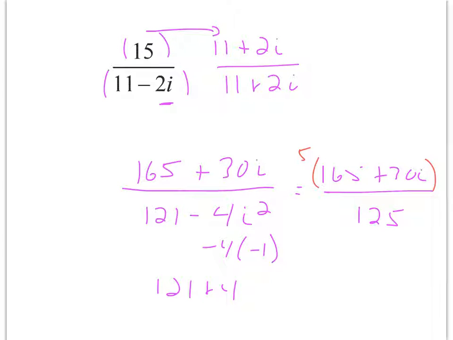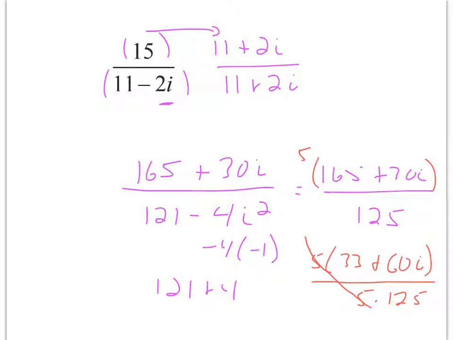It goes into 165 33 times. So I have 5 times 33 plus 6i. Factor the 5 out of the 30i. On the bottom, I have 5 times 25 is 125. And these 5s can now cancel. So my final answer, and I'll write that in green up top here, is going to be 33 plus 6i over 25.